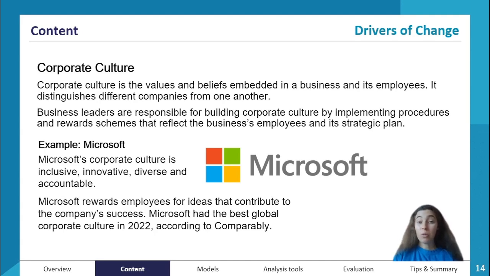So Microsoft helps to get all of that innovation and foster that innovation by rewarding employees for ideas that are going to contribute to the company's success. And so, according to Comparably, it had the best global corporate culture in 2022.